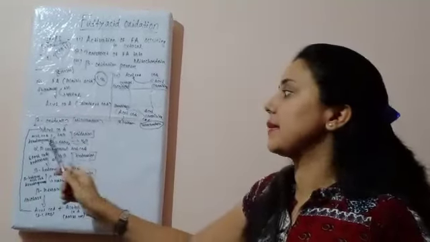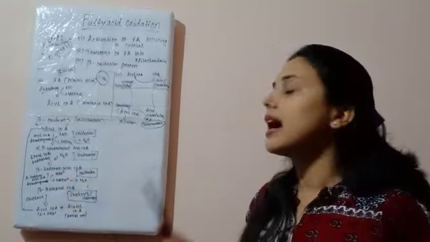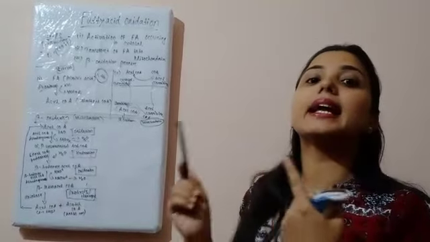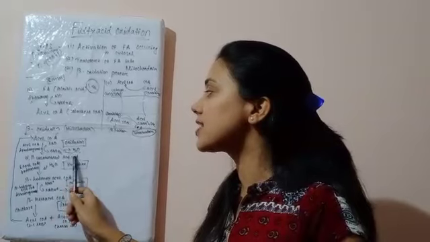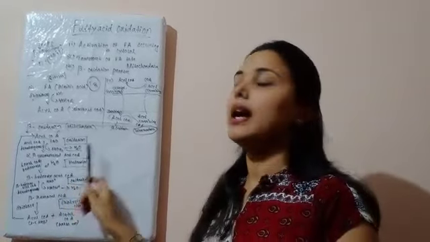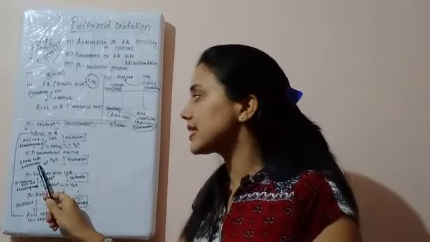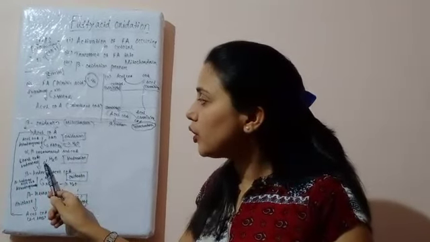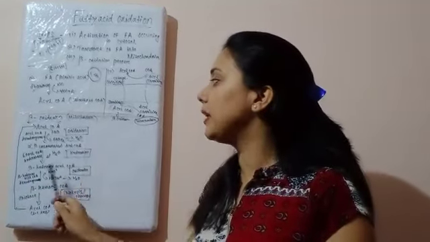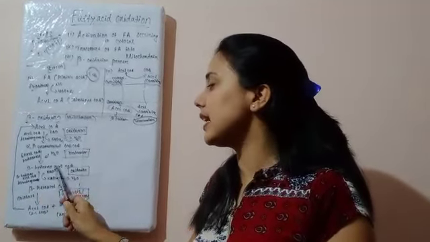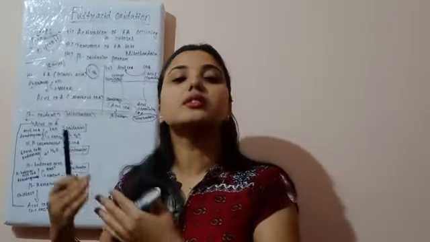In the second step, the alpha beta unsaturated acyl-CoA is hydrated. That means a water molecule is attached to the alpha beta unsaturated acyl-CoA. Here the enzyme is acyl-CoA hydratase. The water molecule is attached to the alpha beta unsaturated acyl-CoA and it becomes beta hydroxy acyl-CoA. So that is the second step. Then we come to the third step.